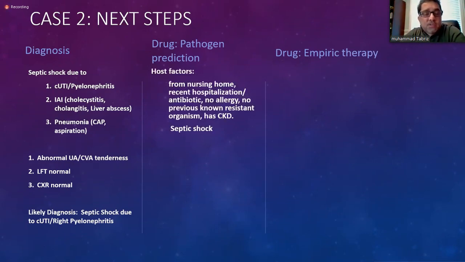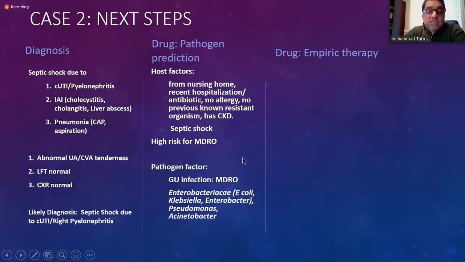The host factors, look at this, are different than the previous one. This is from a nursing home, recent hospitalization, antibiotic was used, did not have any allergy, acute kidney injury. Although the patient did not have any previous history of known resistant organism, everything else is basically pointing towards some resistant organism possibilities. Patient is in septic shock, that's also important. If somebody is very stable, you can always play with the antibiotic, but if somebody is in septic shock, you need to be right from get-go.